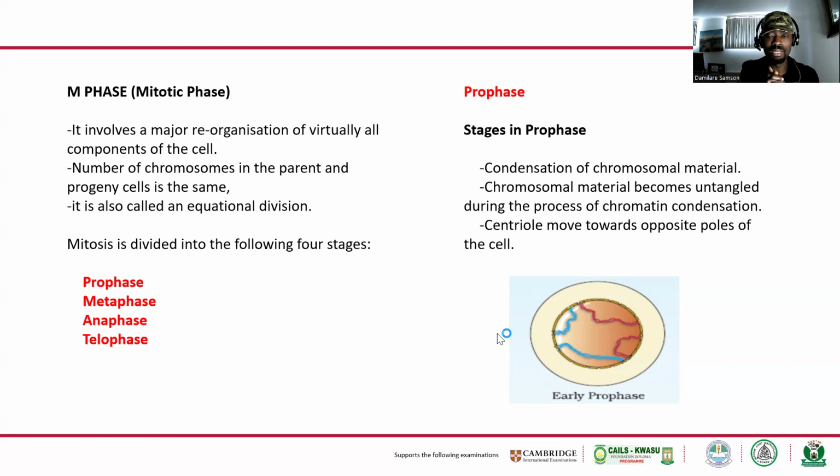Now, the centriole, if you remember, we mentioned the centriole, that is found in the cytoplasm. So now it's becoming active. It's coming to perform its function, starting from prophase. The centrioles move toward opposite poles of the cell. One at one side, the other at the other side.